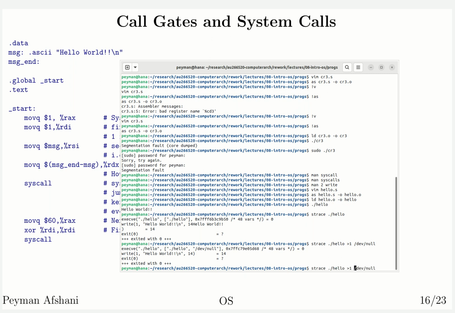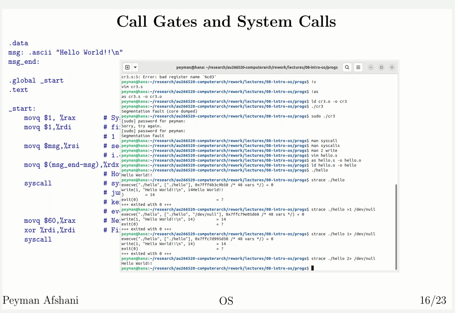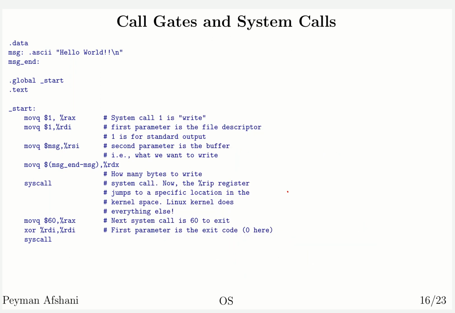If I filter out the standard error, I would only see the output of the hello. I should have done it this way, but it's the same thing. So this way you can see the strace output, and you can run any program through strace to see which system calls it uses, and also the parameters passed to the system call. Okay, in the upcoming videos I'm going to show you more examples of system calls, but that essentially concludes the basic understanding of system calls and what they are.